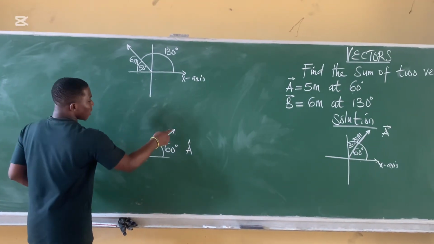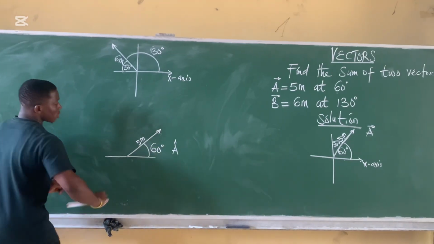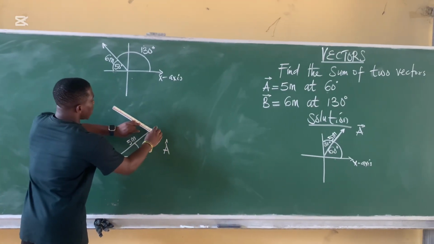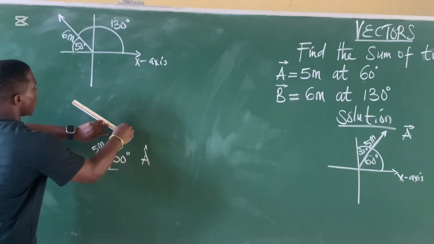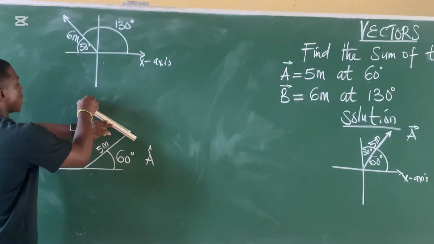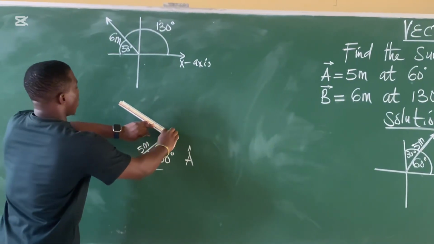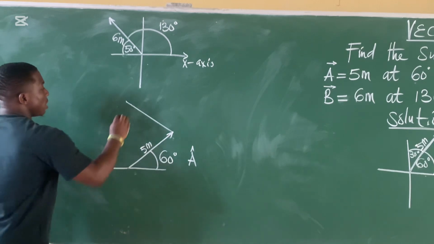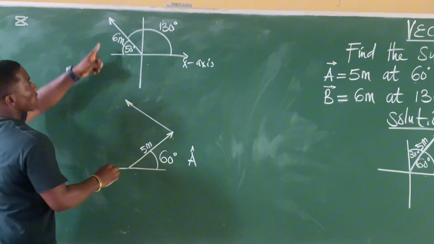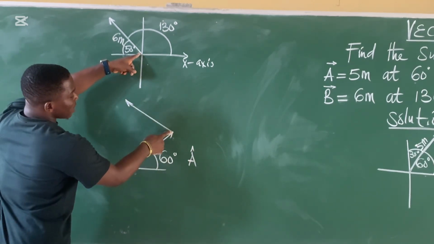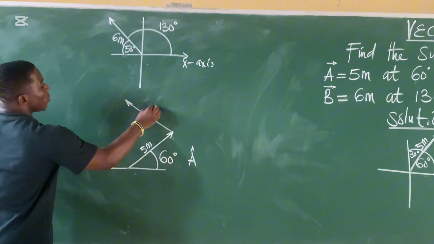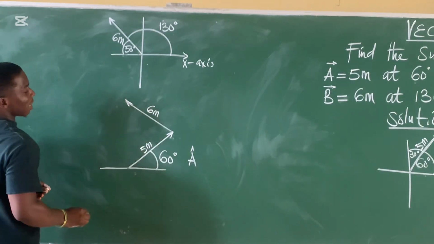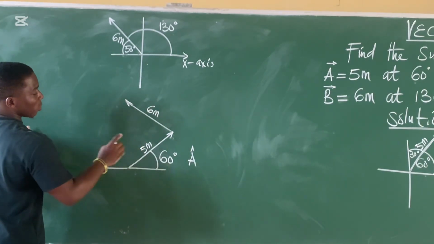So to add the tail of vector B, I can use my rule. Call this vector B. This is the tail. I added the tail to the head. And the distance of vector B is 6 meters.